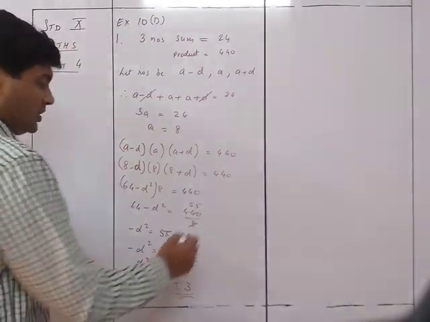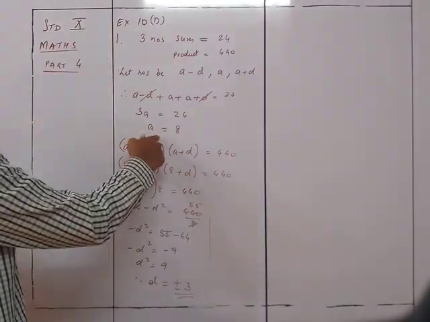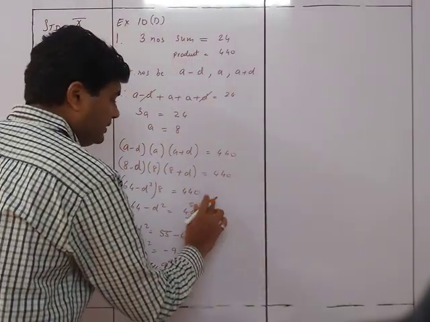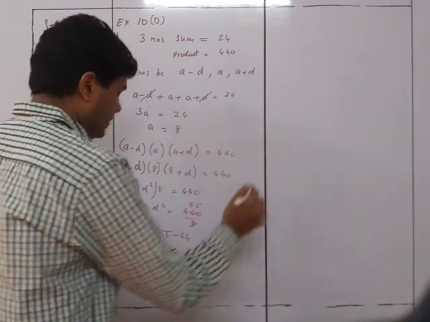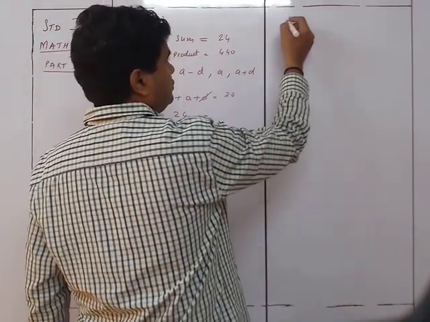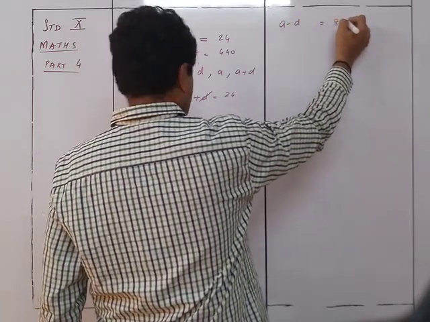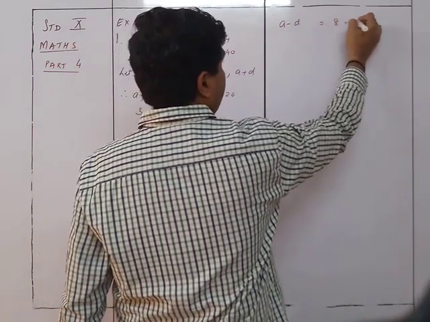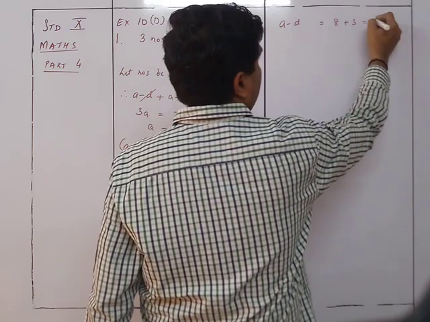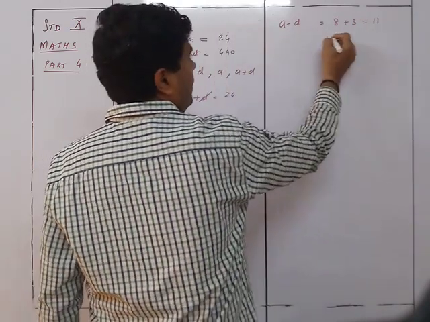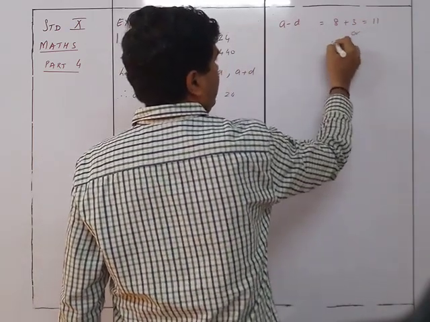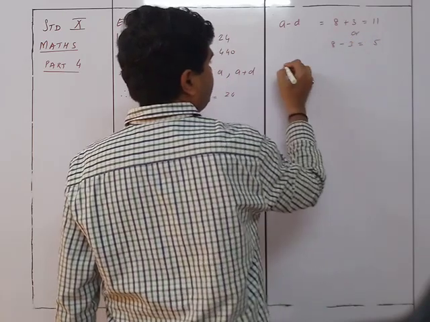So what are the numbers? Accordingly, 8 is the first number. I'll write it over here. So you get the numbers to be A minus D is equal to 8 plus 3, which is 11, or 8 minus 3, which is 5.